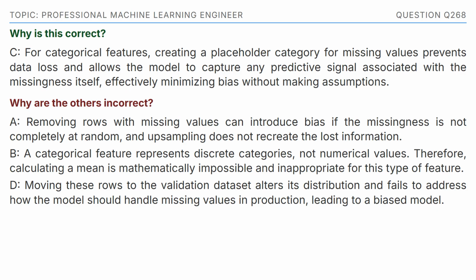B. A categorical feature represents discrete categories, not numerical values. Therefore, calculating a mean is mathematically impossible and inappropriate for this type of feature. D. Moving these rows to the validation dataset alters its distribution and fails to address how the model should handle missing values in production, leading to a biased model.